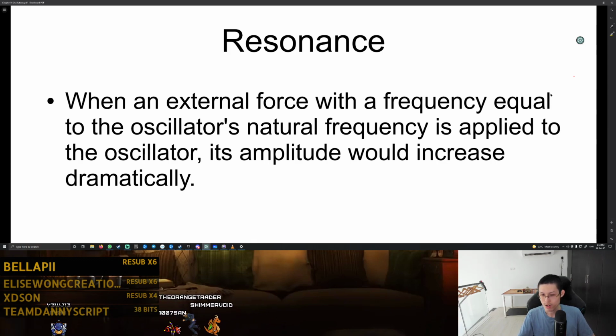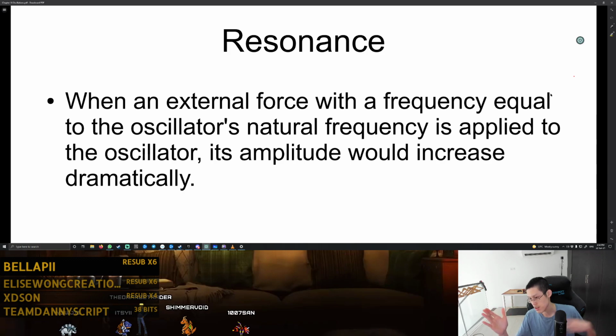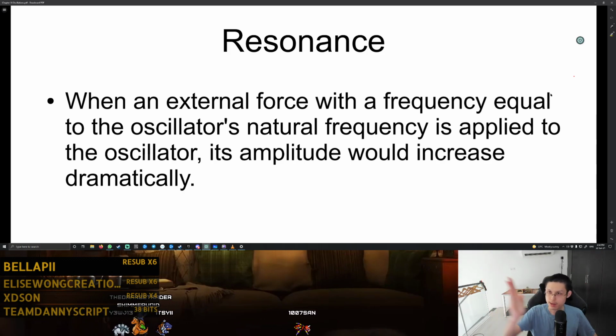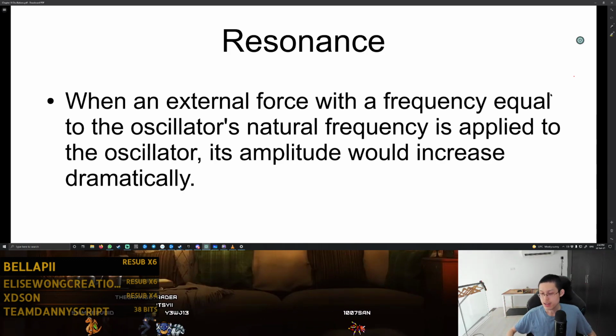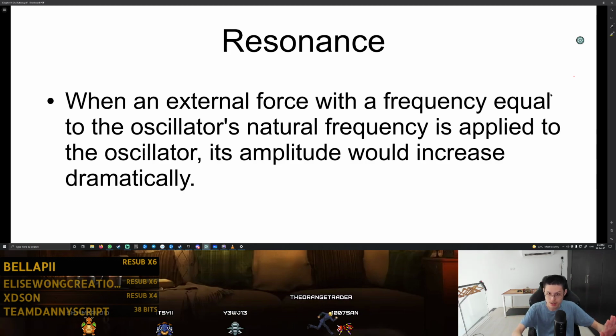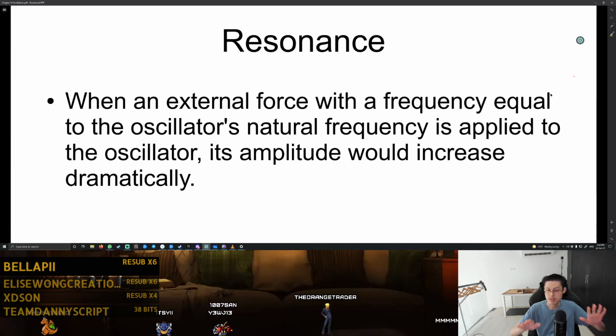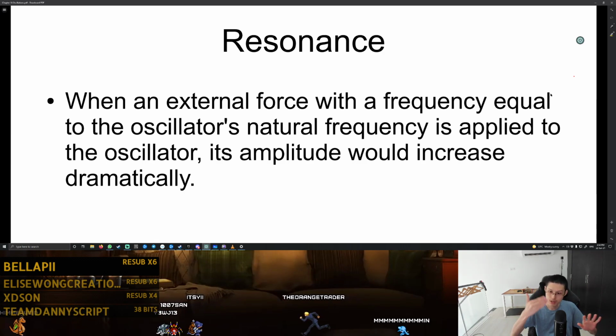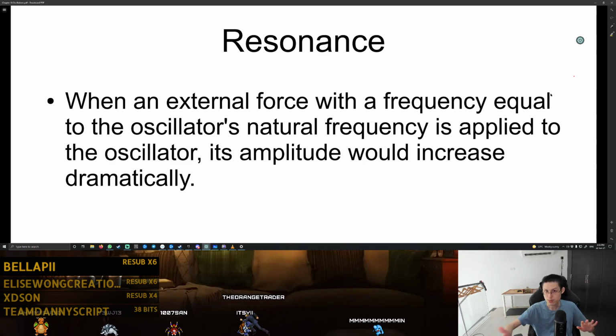Okay, all good? Now let me explain what resonance is. Suppose you're on a swing, and it goes backwards and forwards. Your friend behind you is pushing the swing. Whenever it comes to him, he pushes the swing. Comes to him again, pushes it. So he's pushing at the same frequency as the swing's natural frequency.